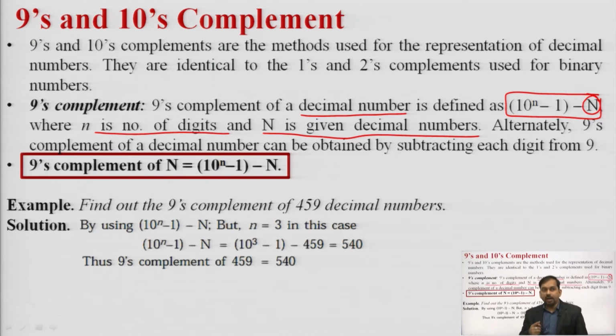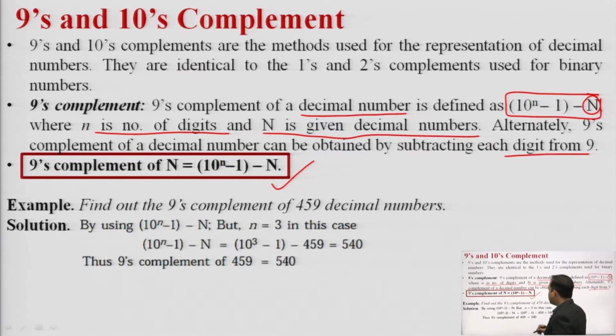Or the alternative method is, we can subtract each digit from 9. If we have, let's say, a number of 4 digits, and we subtract each digit from 9, then we also get the 9's complement. So this is a generalized formula: 10 raised to the power n minus 1 minus N.